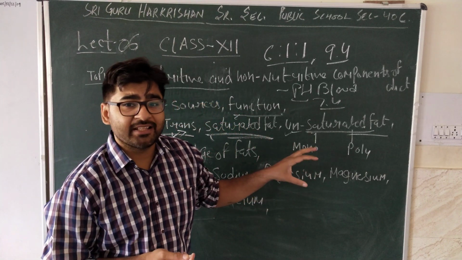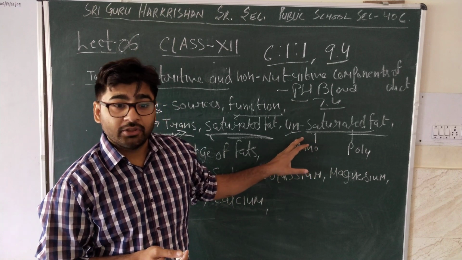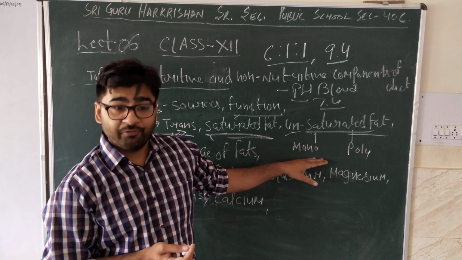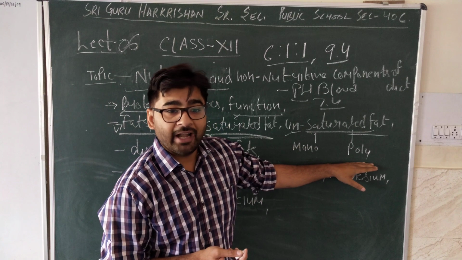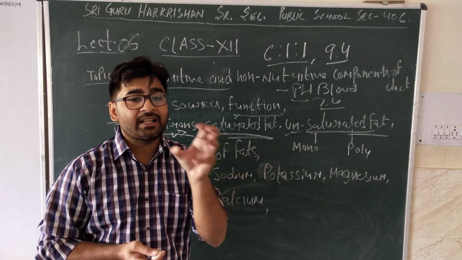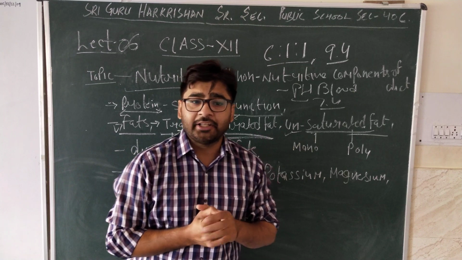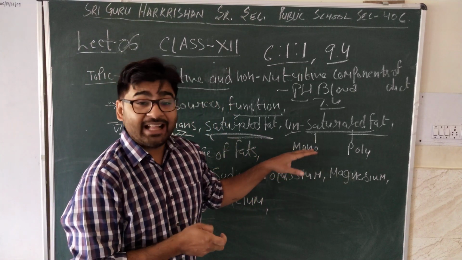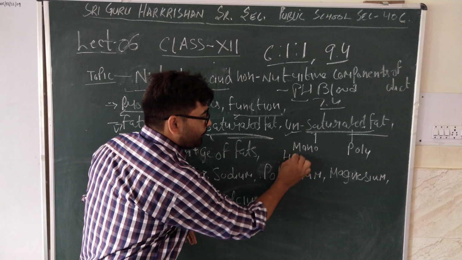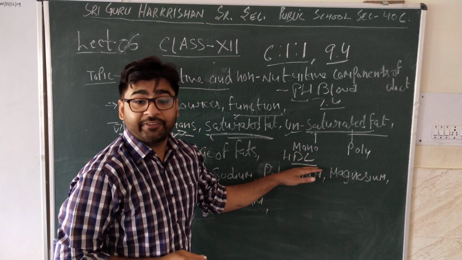It is mostly present in oils. Okay. Now we discuss mono fat, and the second one is poly fat. What is a mono fat? These fats consist of one double bond in their fatty acid chains. It improves the level of good HDL. HDL means high density lipoprotein cholesterol.